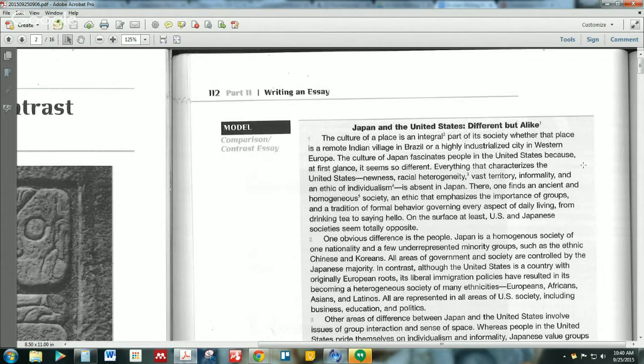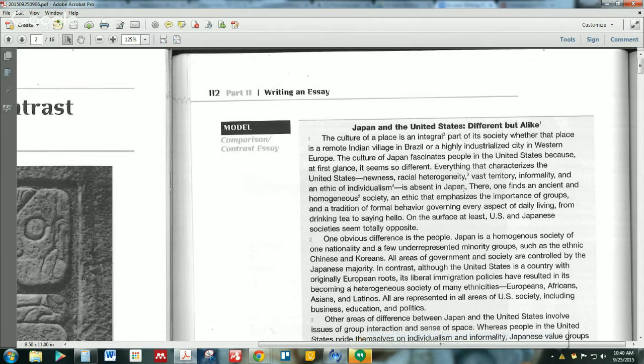The culture of Japan fascinates people in the United States because at first glance, it seems so different. Everything that characterizes the United States has newness, racial heterogeneity, which means variety, vast territory, informality, and an ethic of individualism. So ethic means a culture of individualism. And this is absent in Japan.